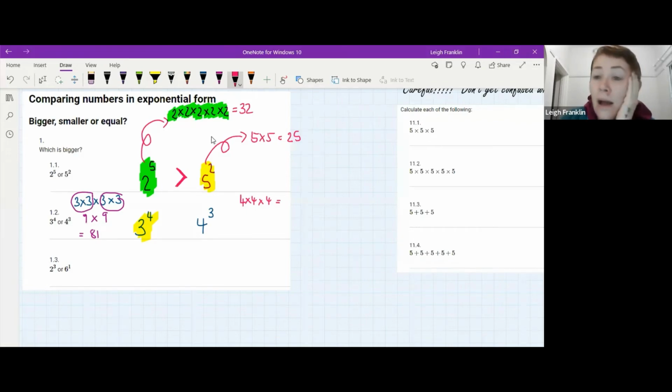64. Lovely. Well done. So you see, you do know the answer because 81 and 64, is 81 bigger, smaller, or equal to 64? 81 is bigger than 64. It is bigger than 64. Okay, so the crocodile's mouth has to be open to the bigger one.